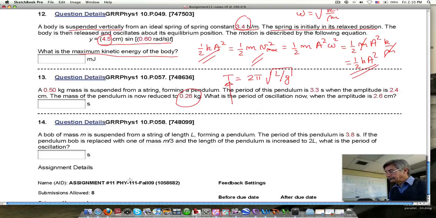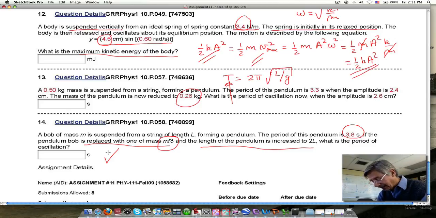And finally, now I have two situations. In one, I have one period, and then I change the mass. That's not going to do anything. But if you change the length, then the period is going to increase by a square root of 2. So it's going to be square root of 2 times that number, and that is going to do it. Thank you very much, and I need to stop.